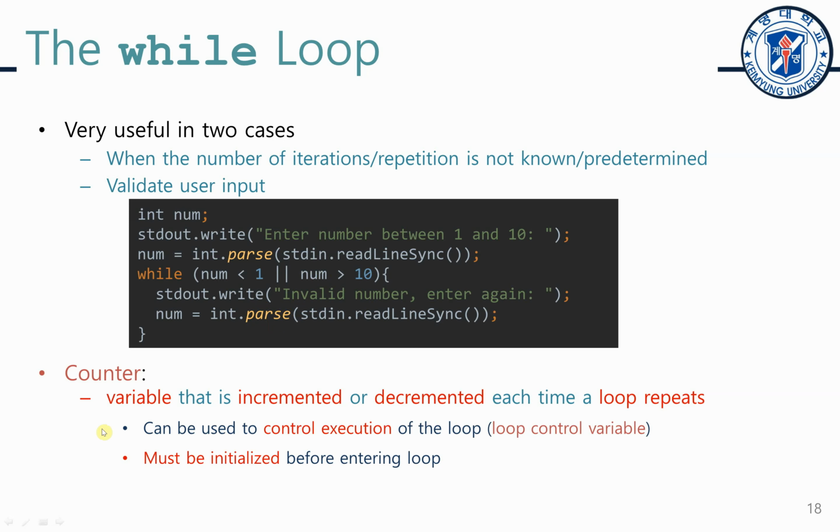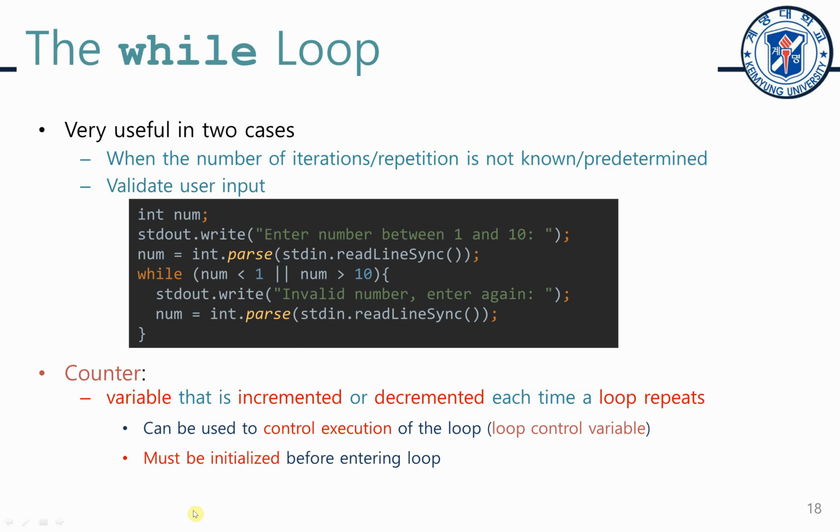So what is a counter? We've already discussed what a counter is. Even though we discussed it with the variable name itself as counter, most of the time the variables that we use to control a loop are called counters. The variable that is incremented or decremented each time a loop operates is called a counter, and it can be used to control execution.